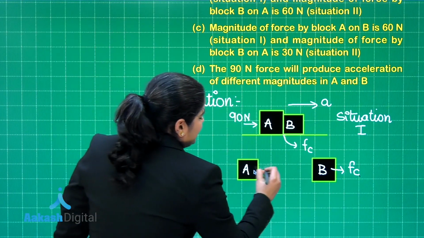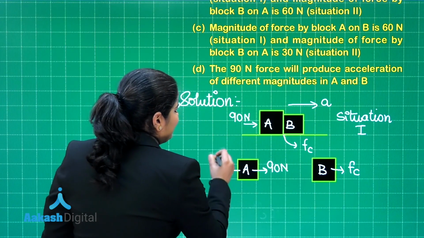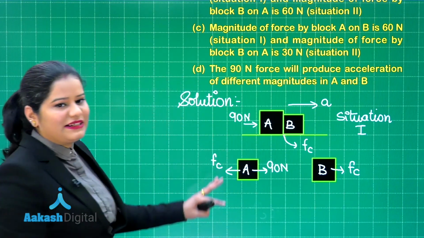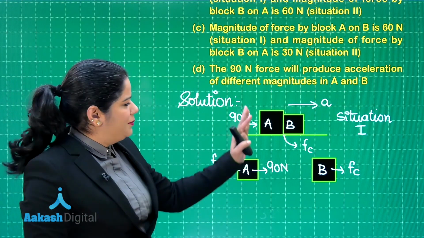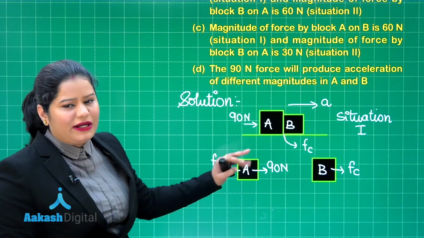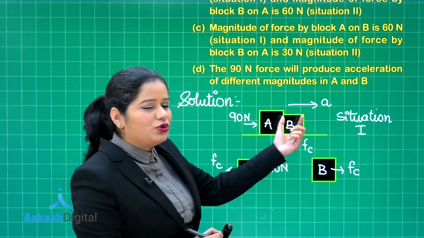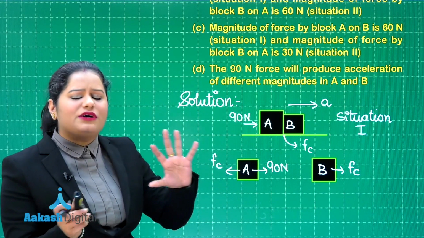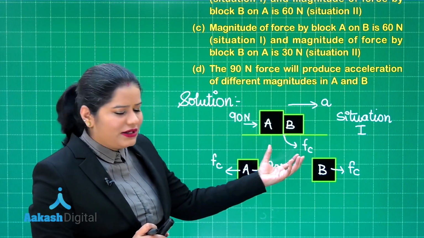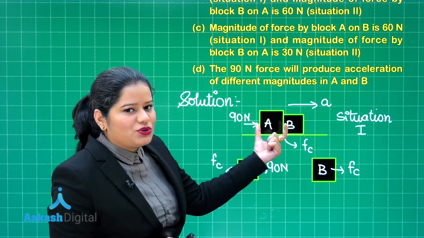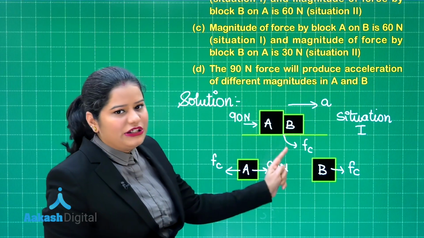On block A there is a force of 90 Newton acting towards right, and a force FC acting towards left. This FC is the force of contact between block A and B. The same force will be exerted by block A onto block B. In both situations the force of contact is going to be different, but if I just consider this situation A, both are exerting the same force FC on each other.